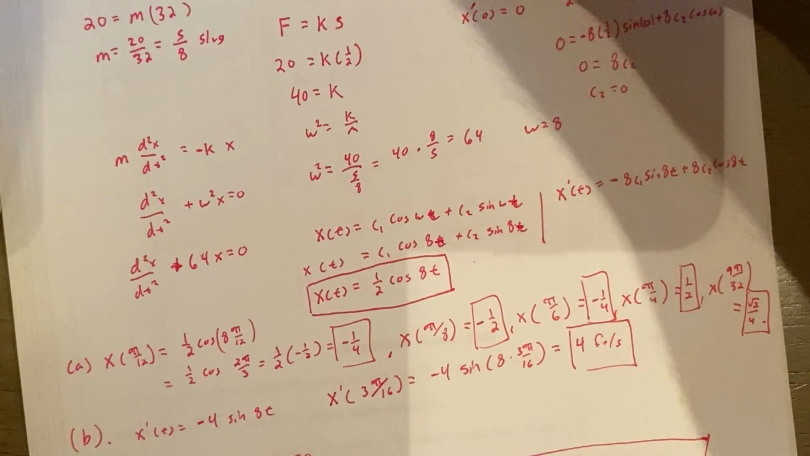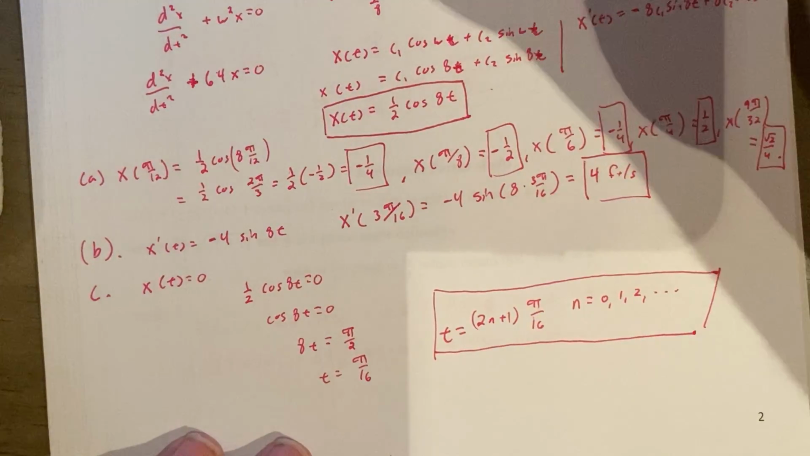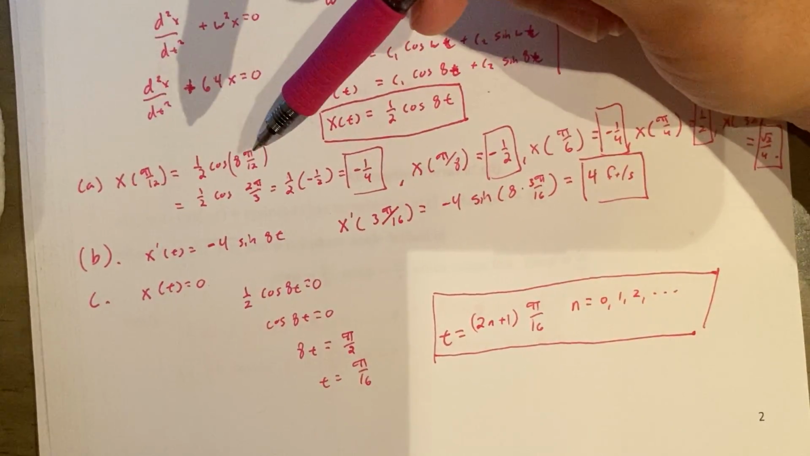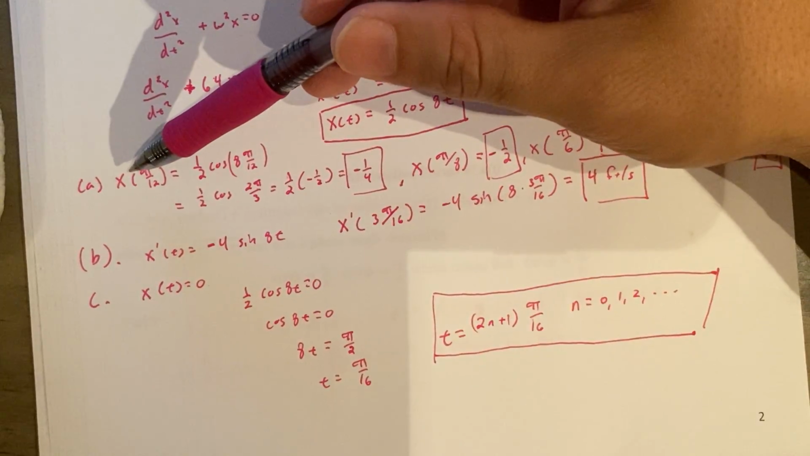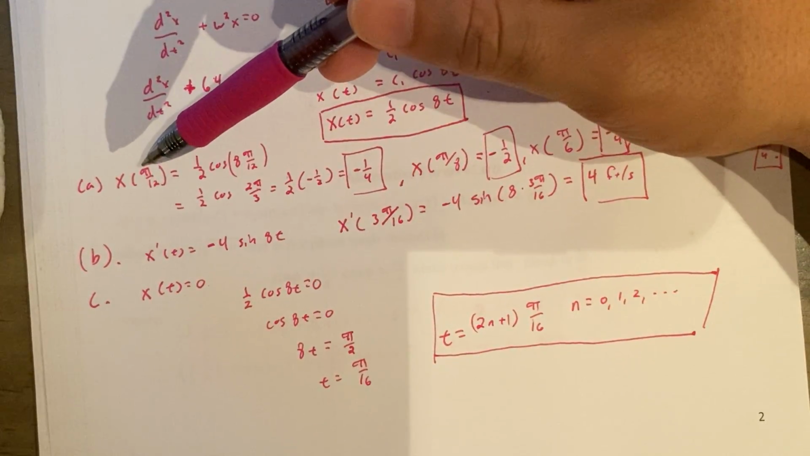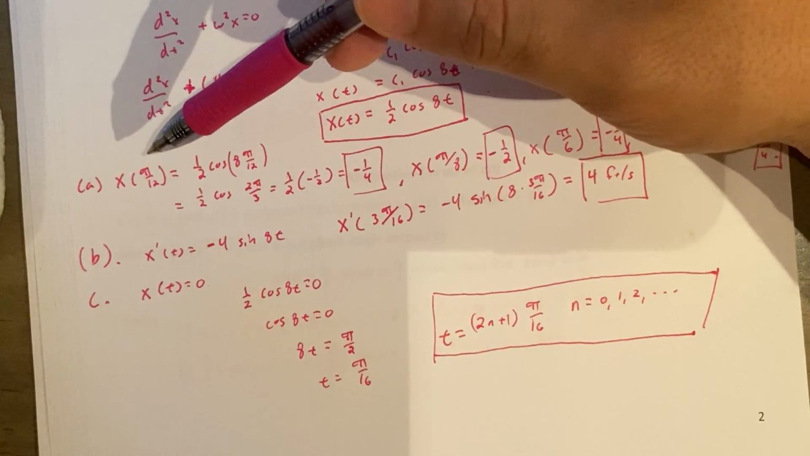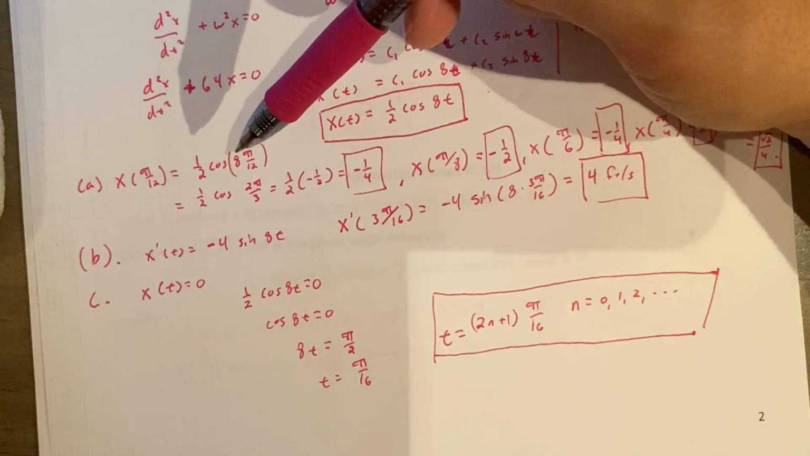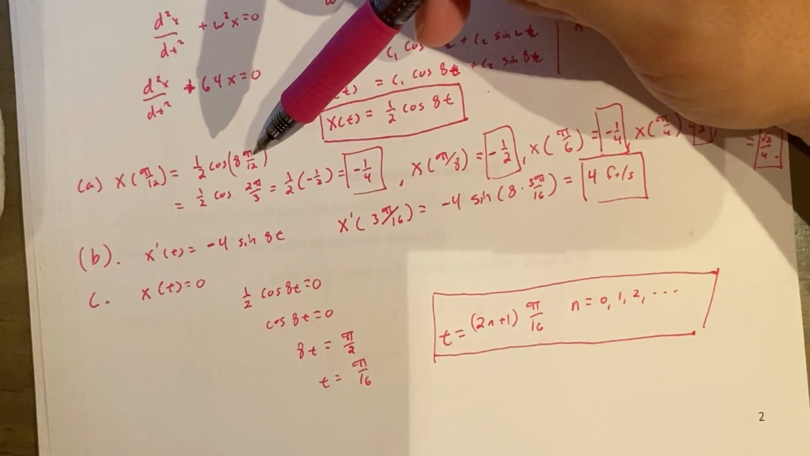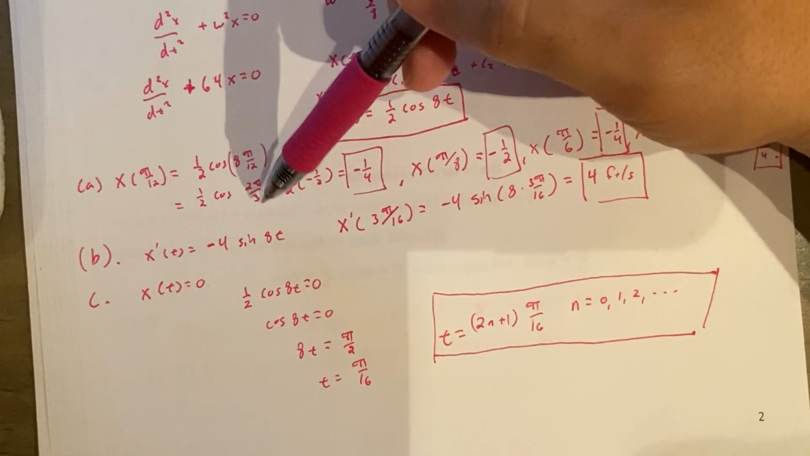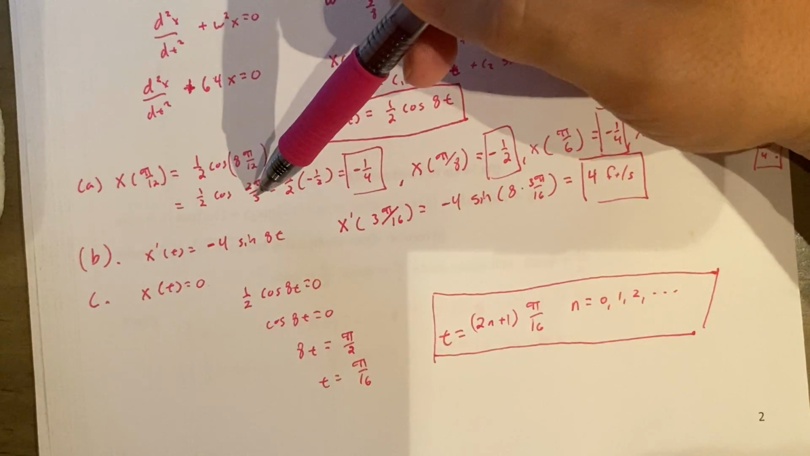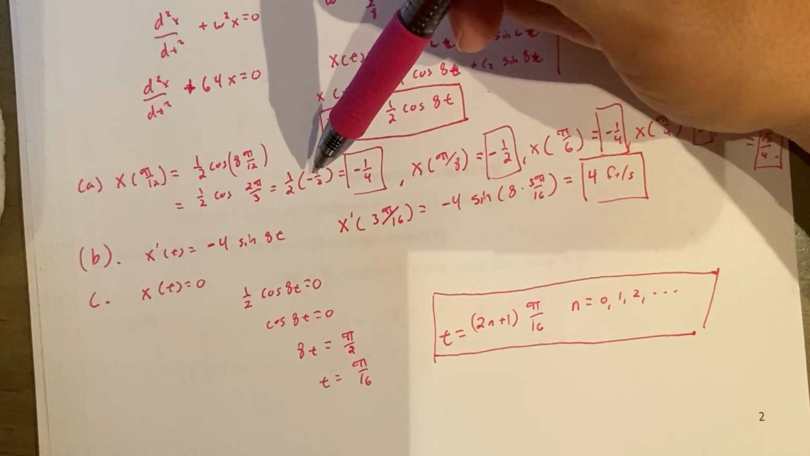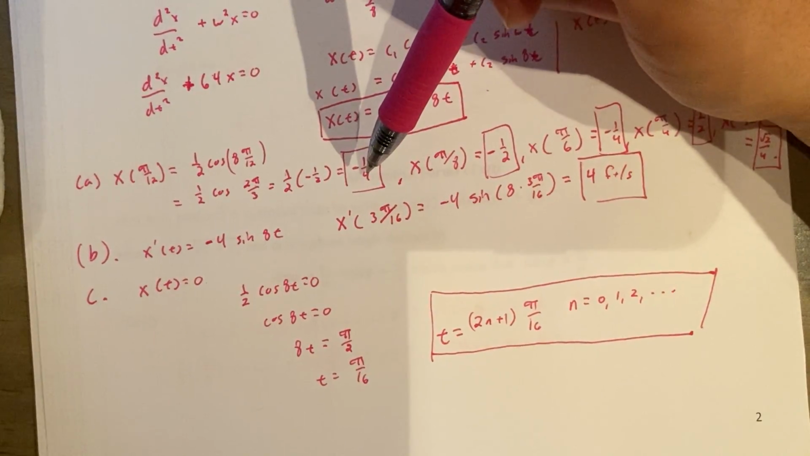So here I have them in the notes, and I'm not going to make you sit through all of them because you're just substituting them in and seeing what you get. So here I just have the first one. We wanted to find the position at time t equals pi over 12. When we plug that in, we get 1/2 cosine 8 times pi over 12. Well, that 8 pi over 12 reduces to just 2 pi over 3, so 1/2 cosine 2 pi over 3. Cosine 2 pi over 3 is negative 1/2, so 1/2 times negative 1/2 is equal to negative 1/4.